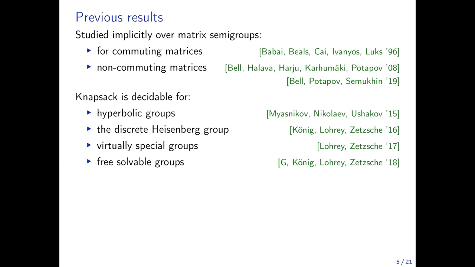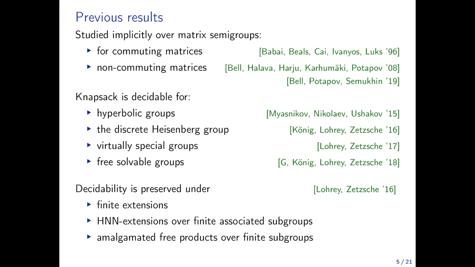This is not a complete list of all the results. Also, it is known that there are certain preservation theorems which prove, for example, that if a group has a finite index subgroup and knapsack is decidable for the subgroup, then it's also decidable for the supergroup. So decidability is preserved under finite extensions. And then there are other similar results.